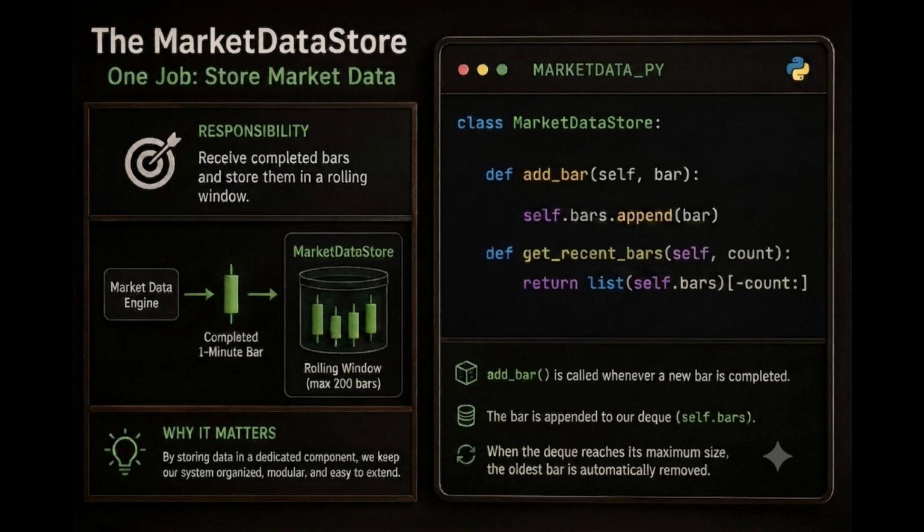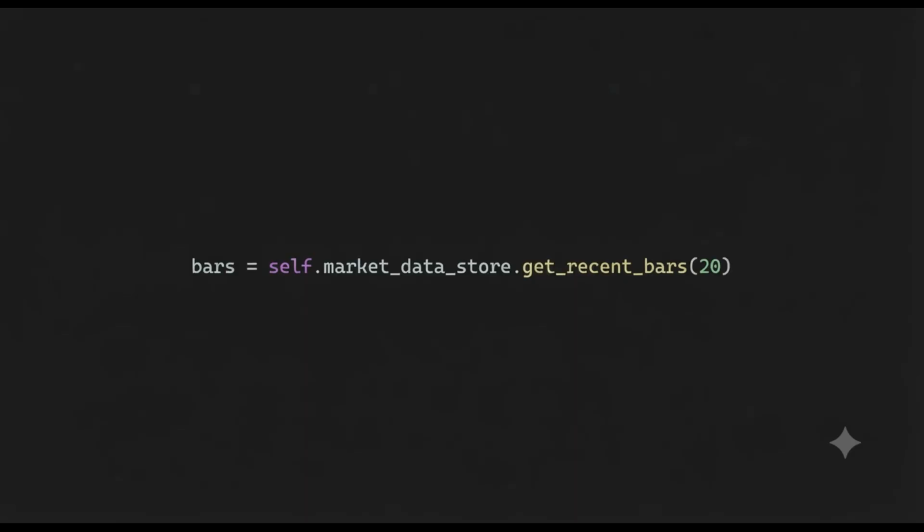Notice how the rest of our trading system doesn't need to know how those candles are stored internally. It simply asks the market data store for the data it needs. In episode 4, we'll start using this function extensively. Retrieving the last 20 bars, for example, becomes as simple as bars = market_data_store.getRecentBars(20). From that point on, our indicators no longer care where the market data comes from. They simply receive exactly the history they asked for.